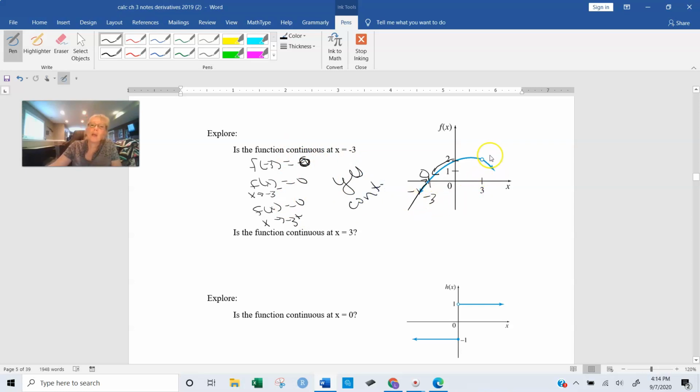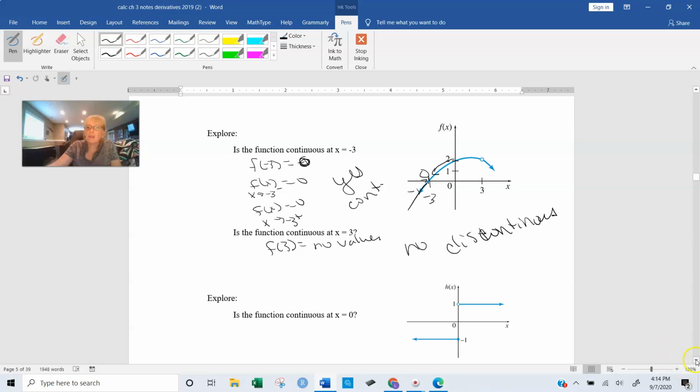All right, now let's look at 3. So f of 3 does not have a value, right? It's undefined. There's no value. Since there's no value, it cannot be continuous. So the answer is no, it's discontinuous. And you didn't even have to check the rest because all three have to be true.